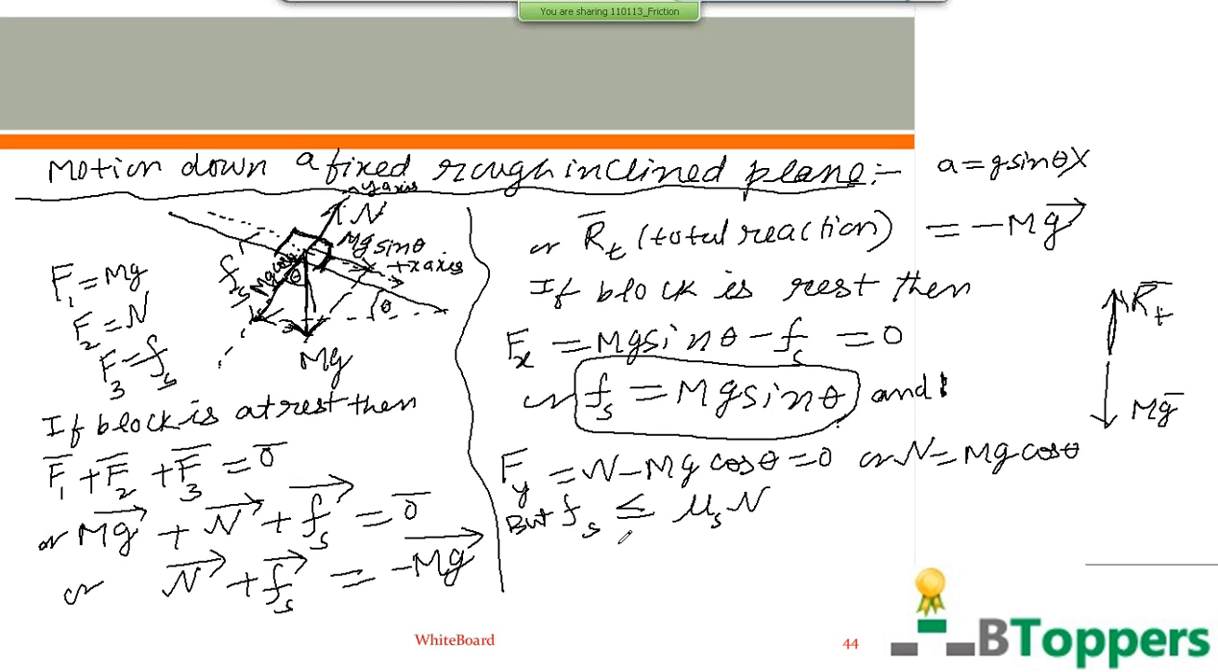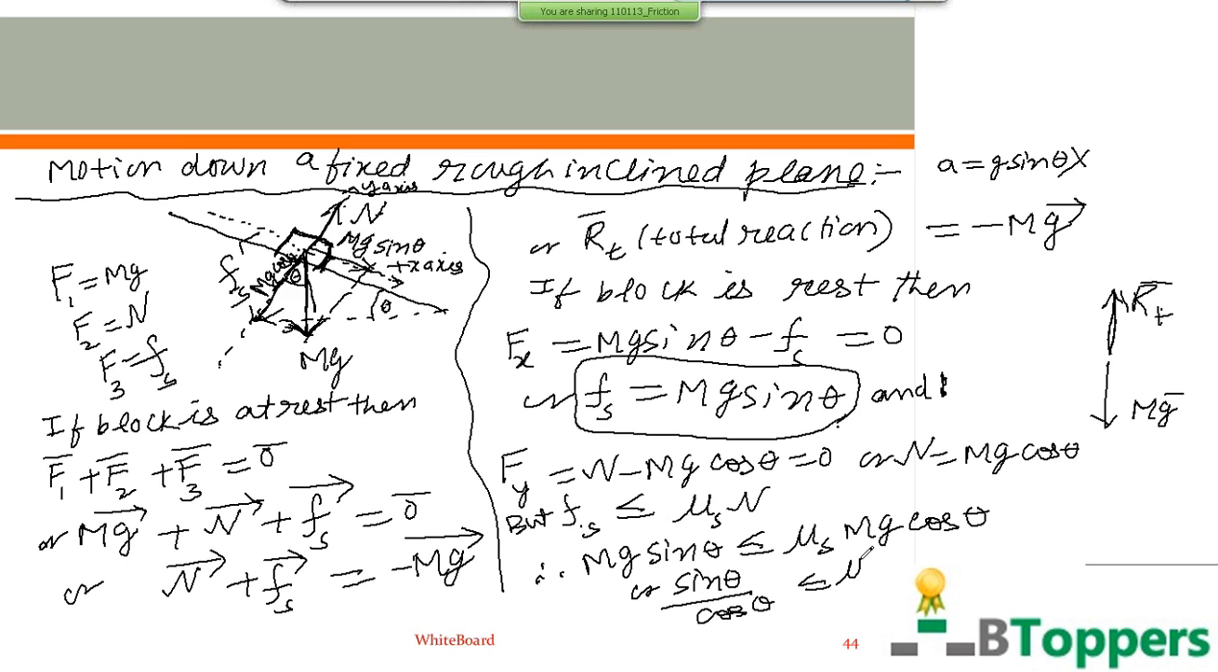So in general, the magnitude of static friction between two surfaces in contact is less than or equal to the limiting value us into N. So you can substitute fs equal to mg sin theta on the left hand side and N equal to mg cos theta on the right side. So you can cancel mg both sides. So sin theta by cos theta is less than or equal to us.